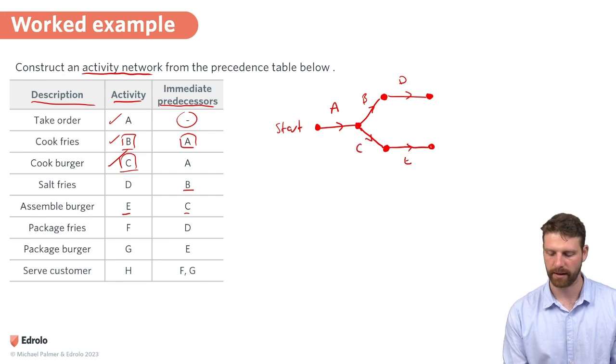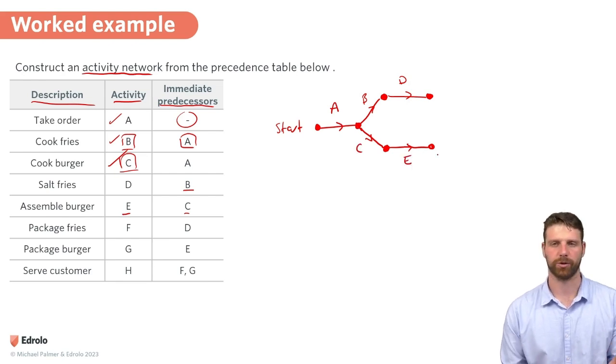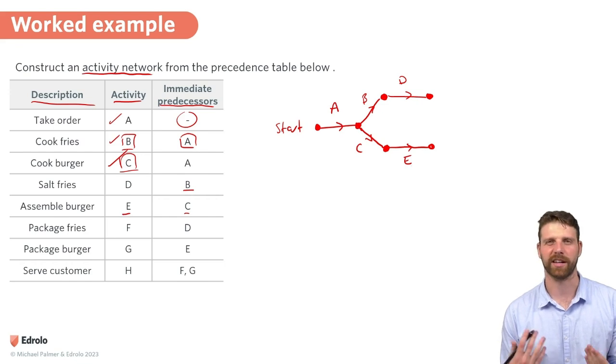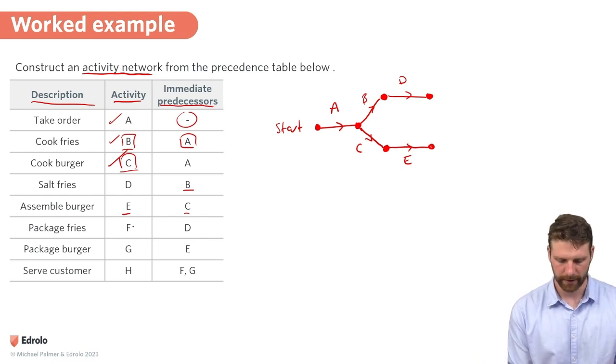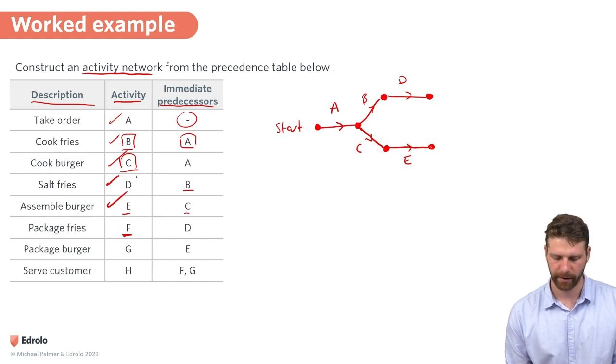There's C and E. Now, I've started drawing this in a nice sort of hexagon because I know it's going to come out that way. But you could choose to draw these off in any direction. All right, so here we've done D and E. I need to draw in F and G.